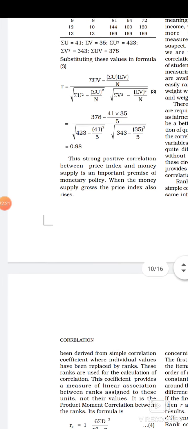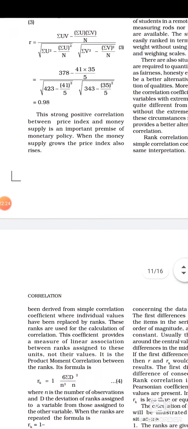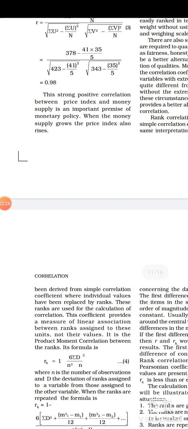Its formula has been derived from the simple correlation coefficient where individual values have been replaced by ranks. These ranks are used for calculation of correlation. This coefficient provides a measure of linear association between the ranks assigned to these units. It is the product moment correlation between the ranks.